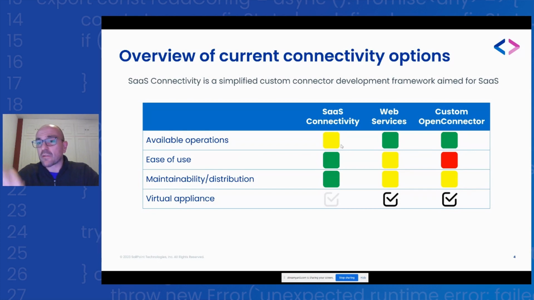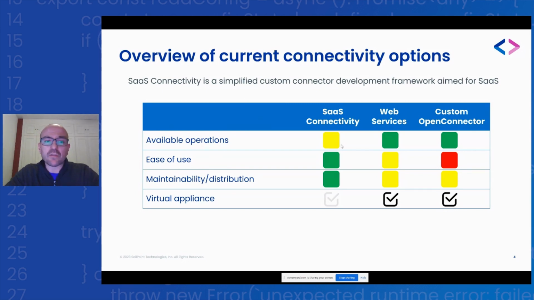For the custom open connector, it's also very possible, but with SaaS connectivity, you just need to upload a file and you have the connector ready in your system, as opposed to the custom open connector, where you have to upload a file and you also need to add additional libraries and stuff like that. I think SaaS connectivity is the best option here.